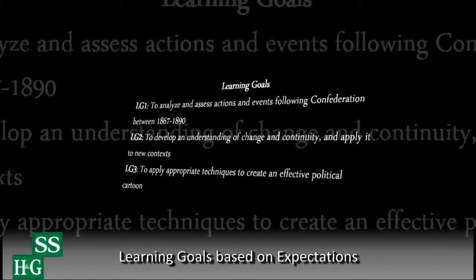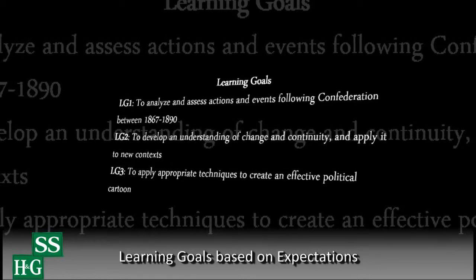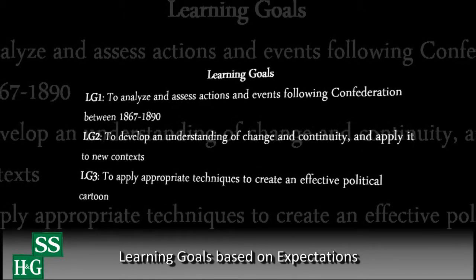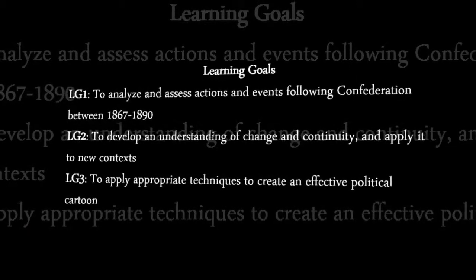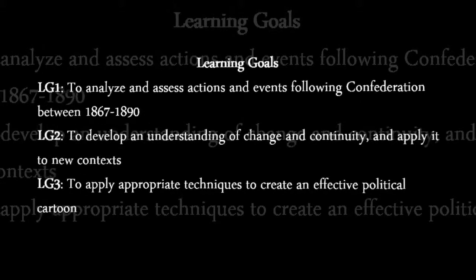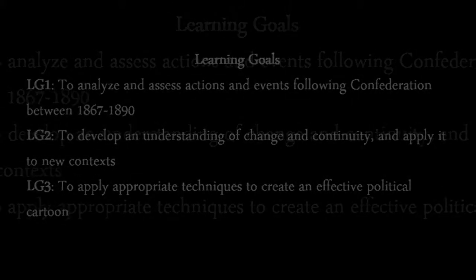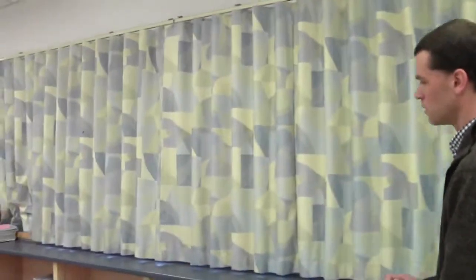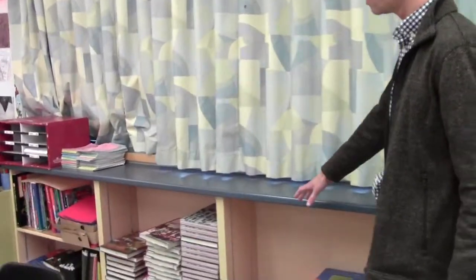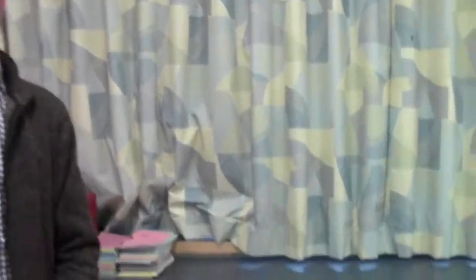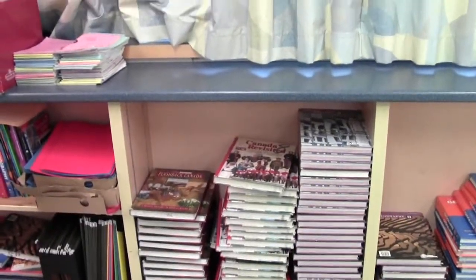I then developed my learning goals based on the overall expectations, plus one for media literacy. Analyze and assess actions and events following Confederation, develop an understanding of change and continuity, and apply the techniques of cartooning. We do have a number of different textbooks in the back of the classroom, which we do use. The key thing is we don't pick up the textbook and start on page 1. We start with our inquiry question, and then we go to the textbooks for information as needed.